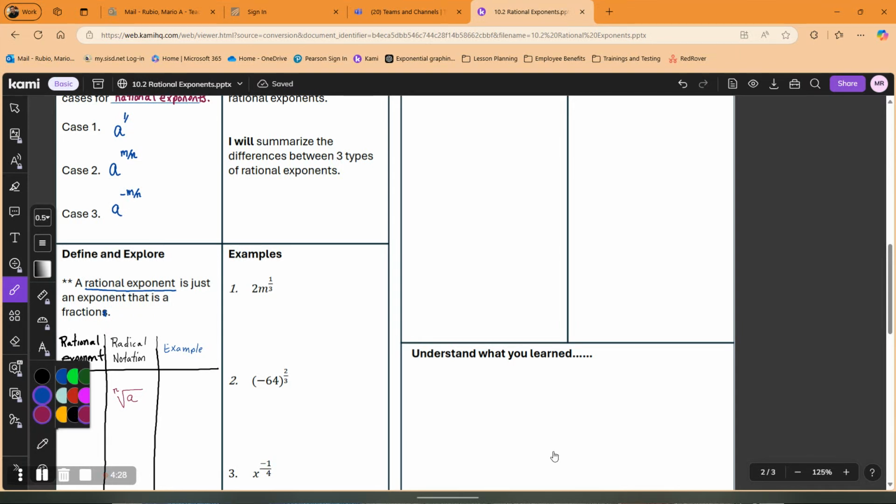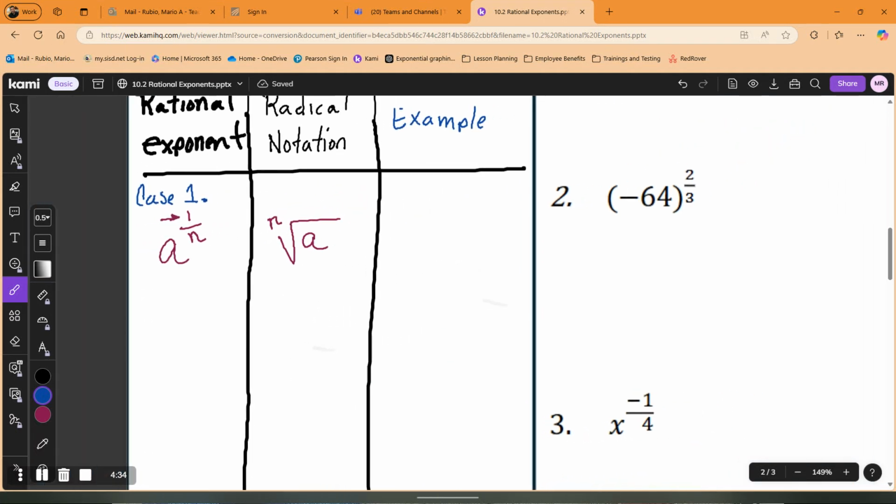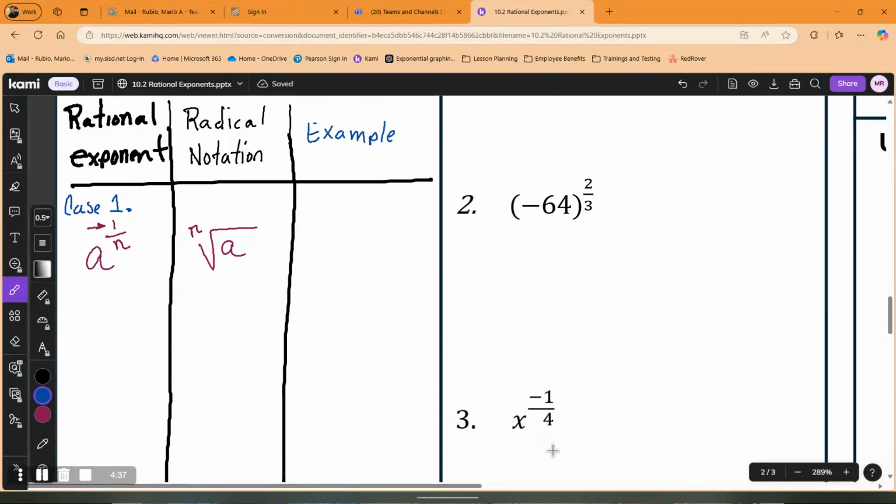This needs to be an n. So change that. That's got to be an n. So a raised to the 1 divided by n. We rewrite that as the radical. A goes on the inside of the radical, and the n goes up here. Okay, so it's kind of like the root.